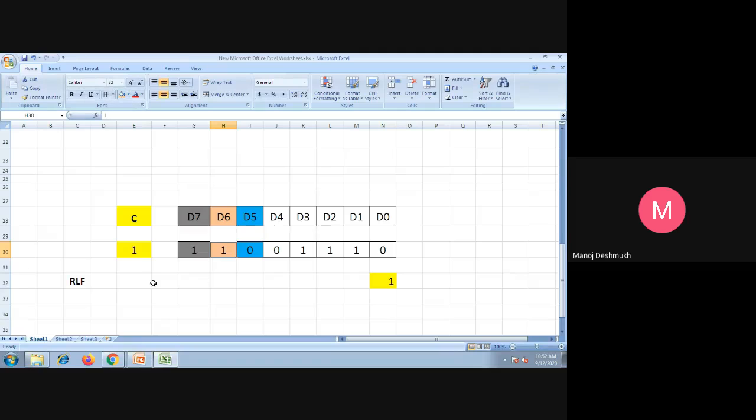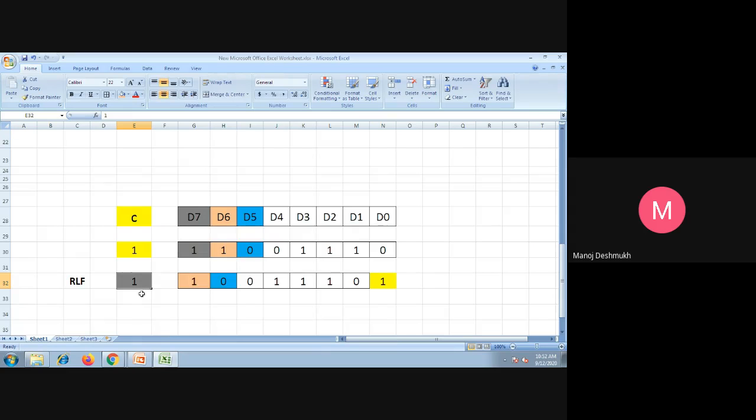Okay, so see, when we come to the first operation, that is rotate left, the carry becomes this one, and all these bits are shifted here. So see, the D7 bit position comes into the carry, and your carry bit status is replaced and goes to the D0 bit like this. And if you want to check the status of carry, so see, the carry flag is there.